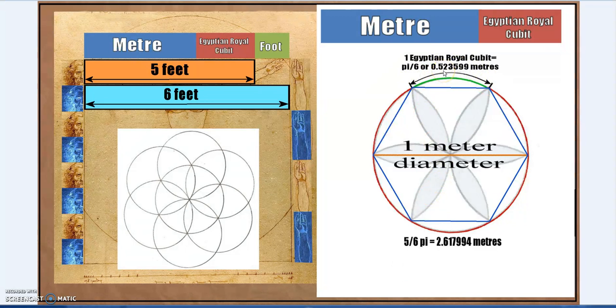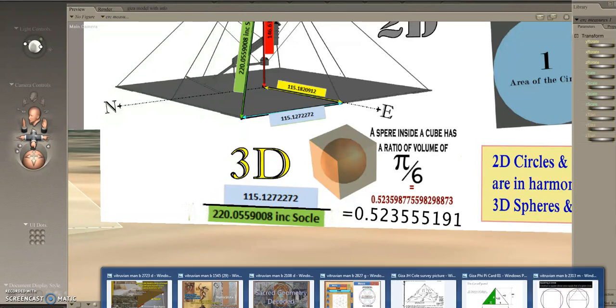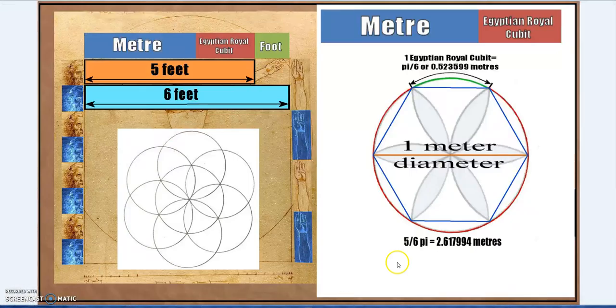In the previous episode I went into the actual average of all four sides of a pyramid, which is 0.52355. Well, it's the same. And again, within a tenth, a hundredth, a thousandth, one hundredth of a thousand, 100,000. Now, why is that relevant? Firstly, because the Egyptian royal cubit is pi over 6 meters.